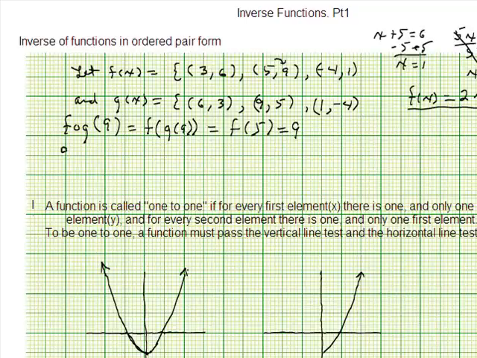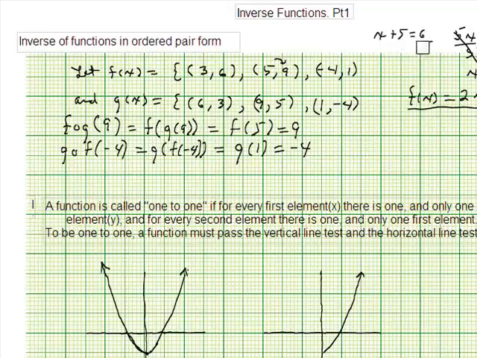Let's see if g is also the reverse of f. We'll try g of f of -4 and see what happens. According to our rule, f takes a -4 and changes it to a 1. So f of -4 becomes a 1. So now we have g of 1. Well, what does g do to 1? g takes a 1 and changes it right back to a -4. And so we see that it's very easy to get a reversing function by just reversing the ordered pairs in a function.